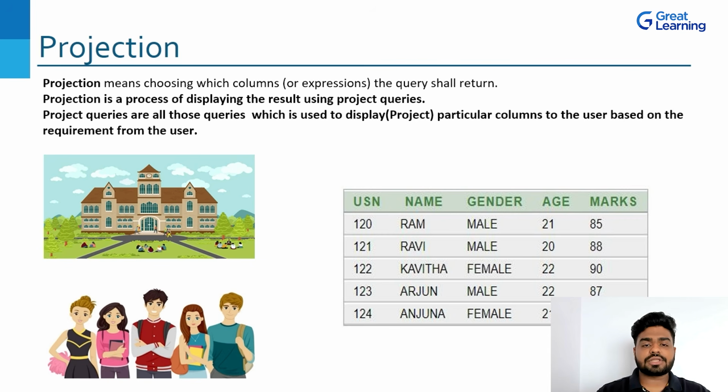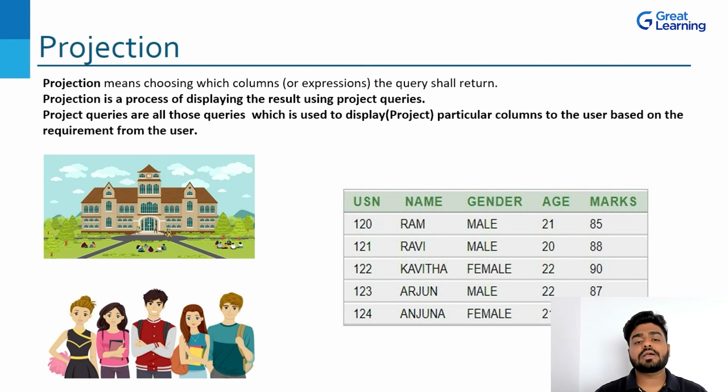So projection is the process of displaying the result using project queries. So project queries are all those queries which is used to display particular column to the user based on the requirement from the user. So if I want only name and age, that is what I'm giving the command to the Oracle. We are saying that I want only name and age. Now suppose if you are writing that I want the details of all the students whose age is greater than 20. So now you have a condition. Now you want all those details whose age is greater than 20.